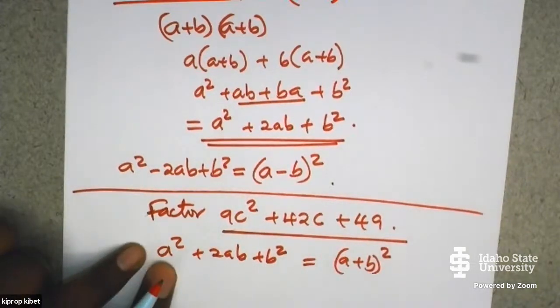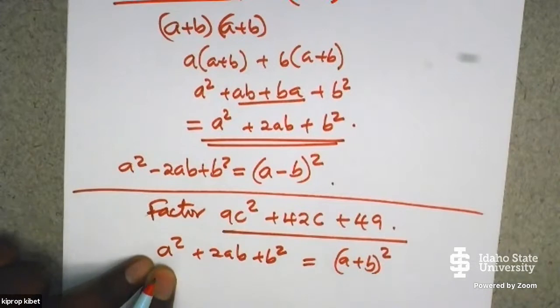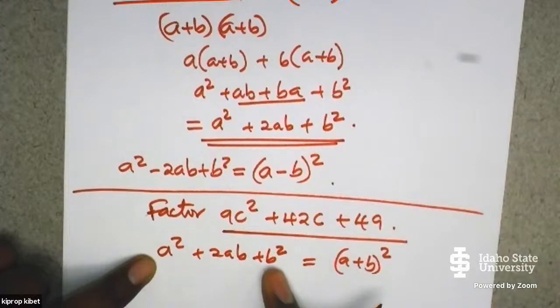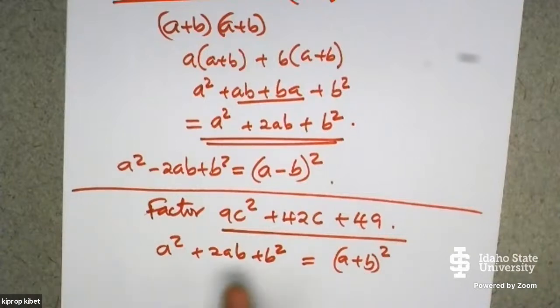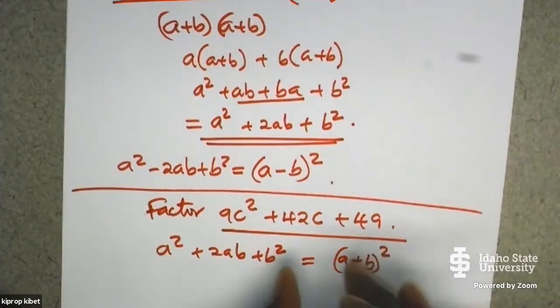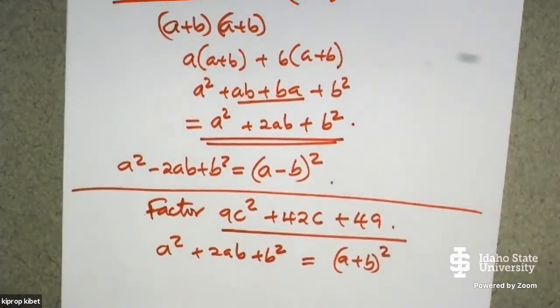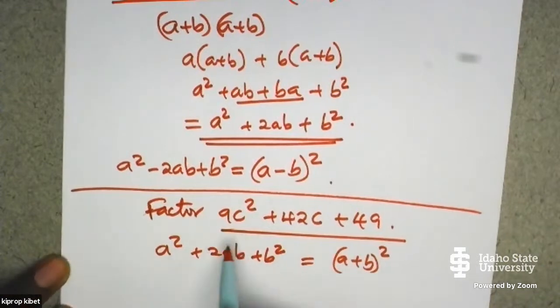You're taking the square root of a and the square root of b. The square root of a is a, and the square root of b is b. So you need to confirm whether what you're getting there will give us that.